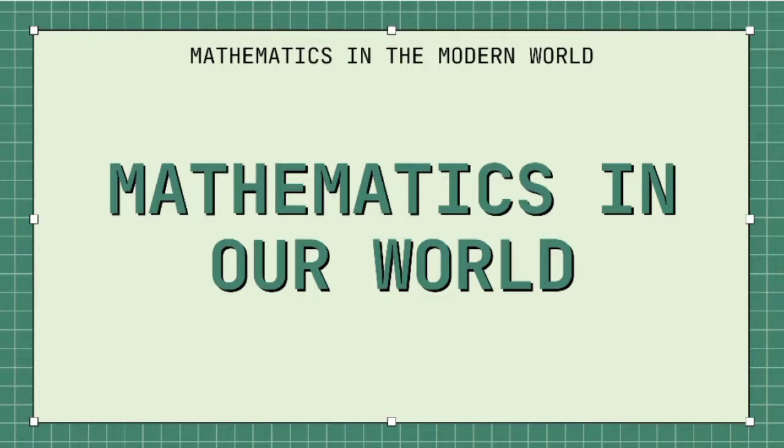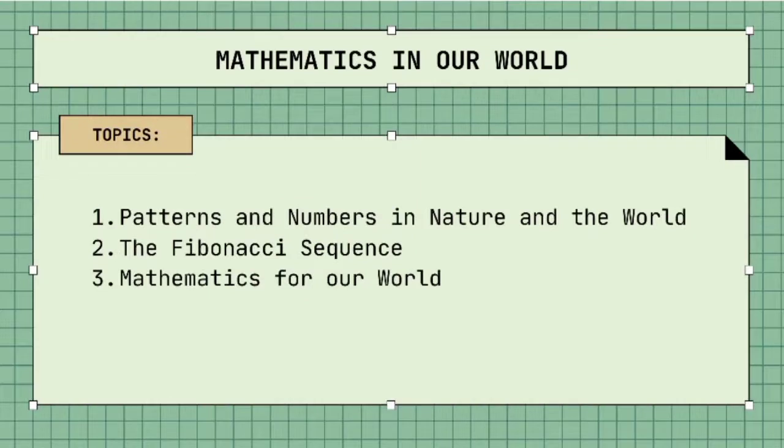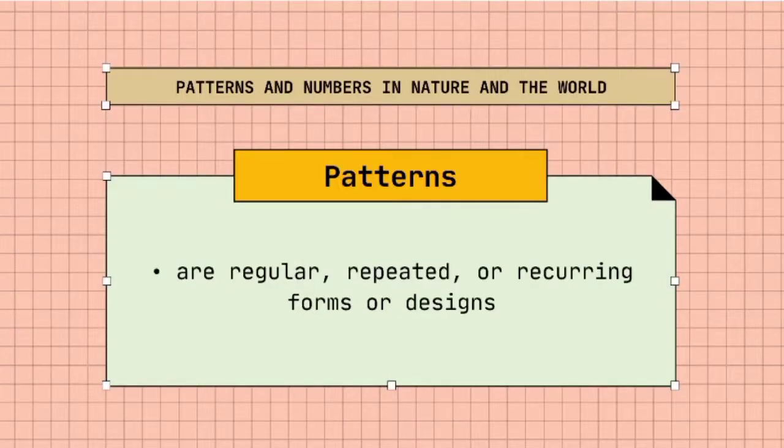Our discussion for today is all about mathematics in our world. There are three subtopics in this discussion. The first one is patterns and numbers in nature and the world. The second is the Fibonacci sequence. And lastly is mathematics for our world. The first one is patterns and numbers in nature and the world.